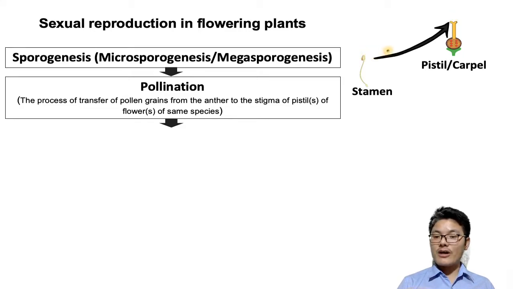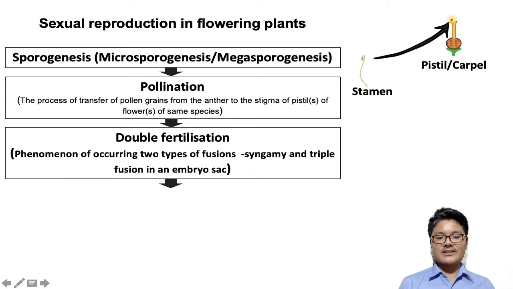There is no achievement of pollination of pollen grains released by a rose flower onto a marigold flower. So pollination is the process of transfer of pollen grains from anther to stigma, so that fertilization occurs. And fertilization in flowering plants is double fertilization, that is occurrence of two fertilizations. So double fertilization is a phenomenon or mechanism of occurrence of two types of fertilization or fusion, that is syngamy and triple fusion.